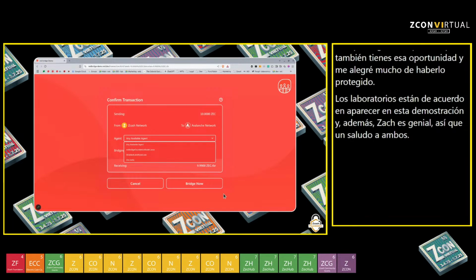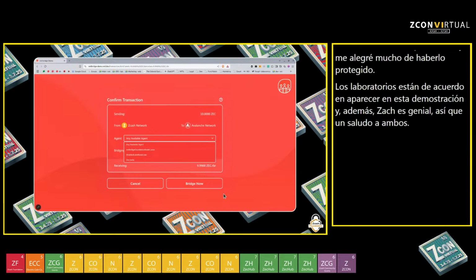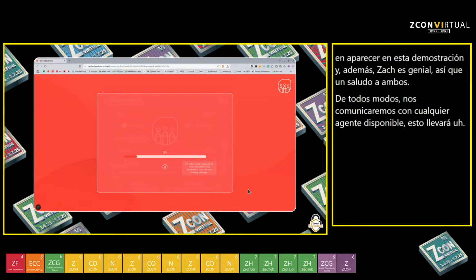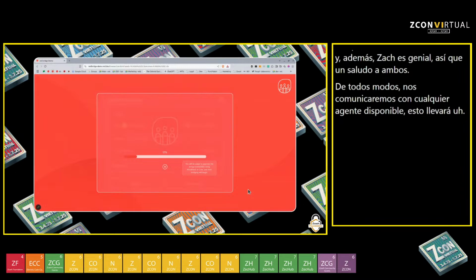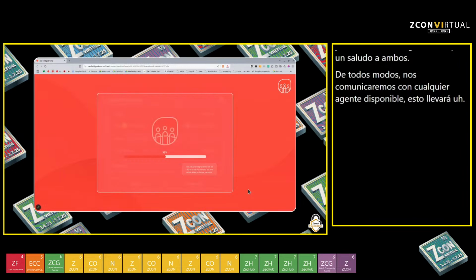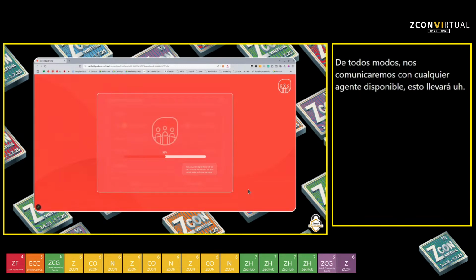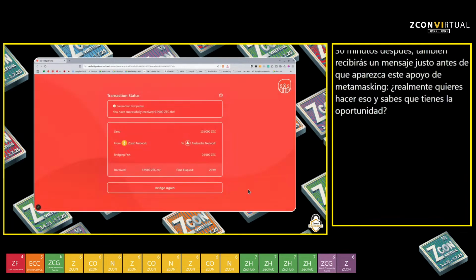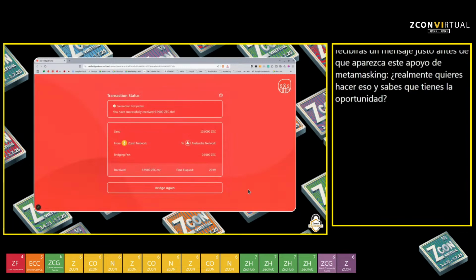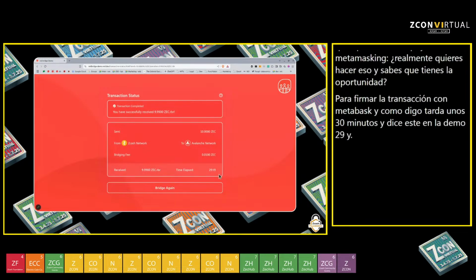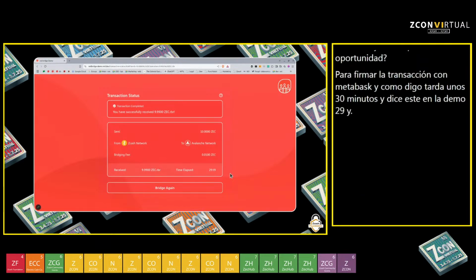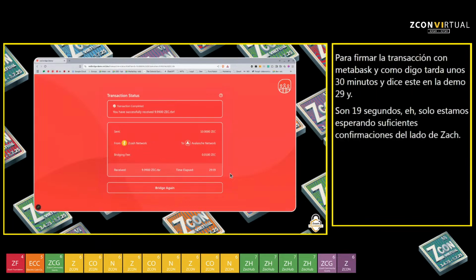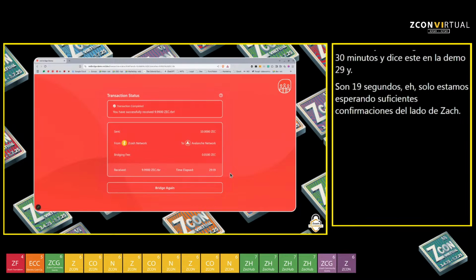This will take 30 minutes. You'll also get a prompt right before this from MetaMask saying, do you really want to do that? And you'll have an opportunity to sign the transaction with MetaMask. Like I say, it takes about 30 minutes. You see in the demo, 29 minutes and 19 seconds. We're just waiting for enough confirmations on the Zcash side to provide beyond a reasonable doubt that the block is finalized. And then you can bridge again, in the other direction.